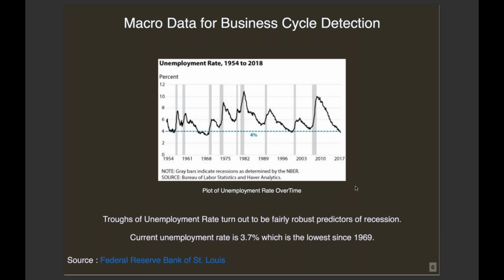So in this plot, unemployment rate is plotted over time since 1954, and the gray regions signify the periods of recession. As you might have noticed, troughs in the unemployment rate are followed by recession, or in other words, bottoming of unemployment rate could be a good predictor of upcoming recession.